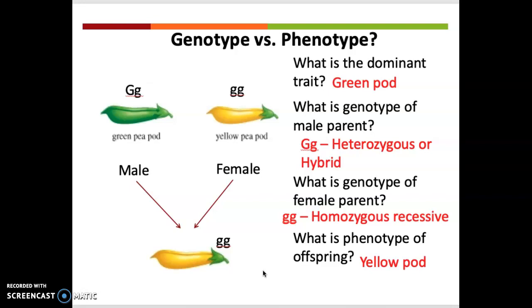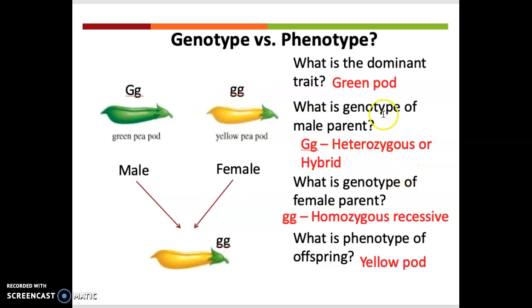So in this particular case, it says, what's the dominant trait? We should know that the dominant trait is green. Well, how do we know that? Because the green pea has a capital G in it, and we only use capital letters for dominant traits. Furthermore, the only way we can have a yellow pea is if we have two recessive alleles here. That's the only way. Only in the absence of a dominant allele can a recessive trait show up.